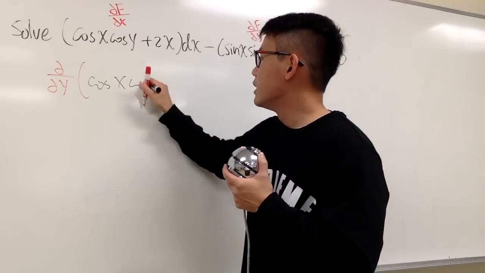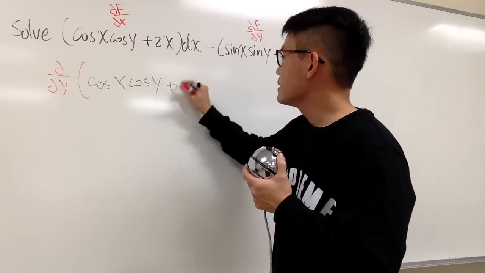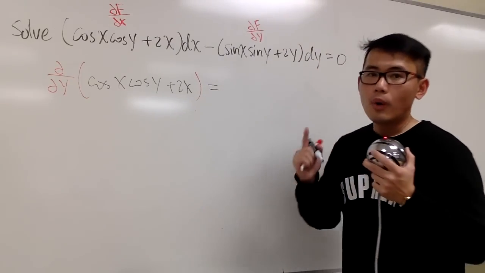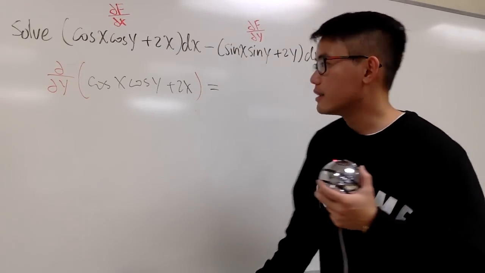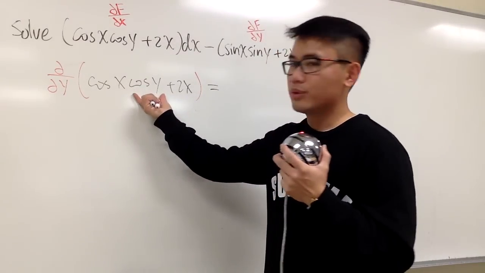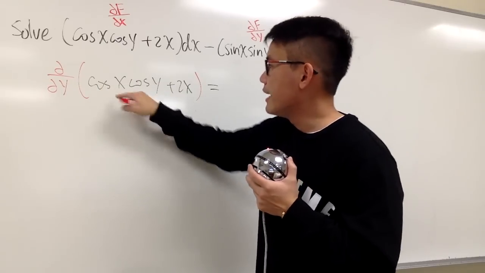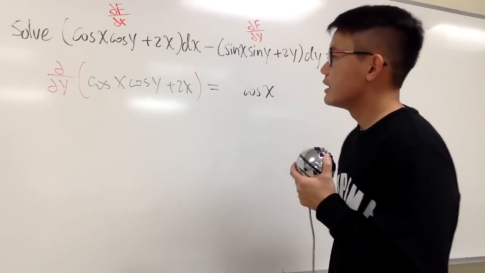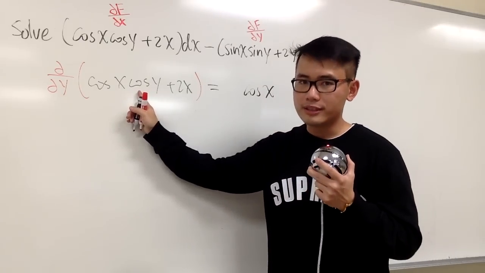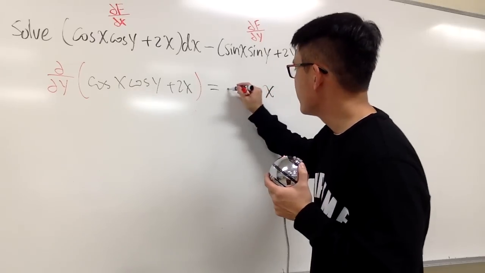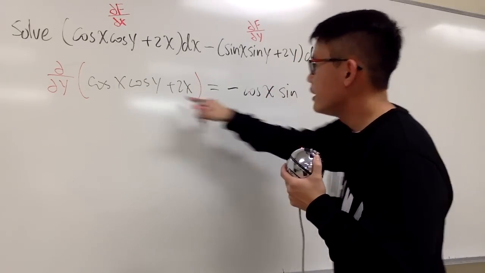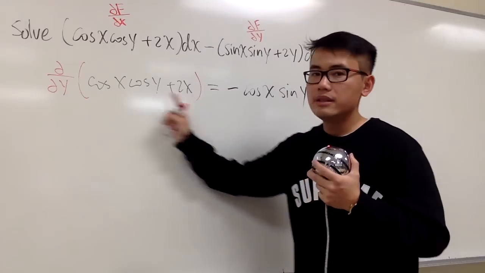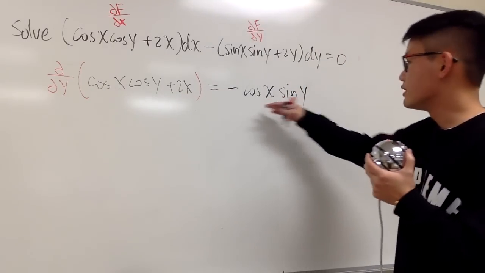So let's go ahead and do the partial with respect to y of this, which is cosine x, cosine y, plus 2x. So let's see what this equals. y is the variable, x is the constant. So this is the only thing you have to look at, right? This is going to be cosine of x, and the derivative of cosine is negative sine. So let's put down negative in front with the sine, and we have this y right here. And the derivative of 2x in the y world is 0, so this is what we have.